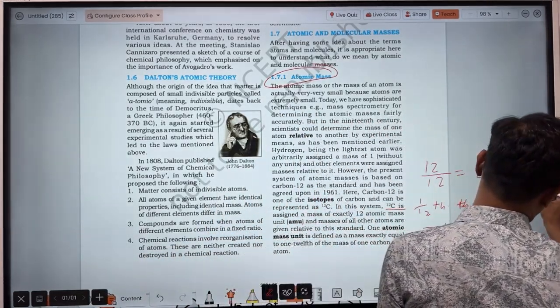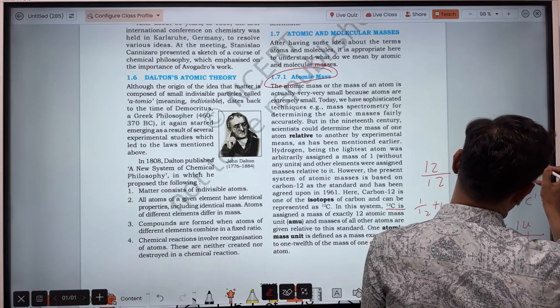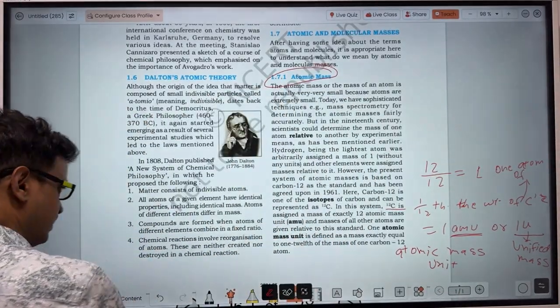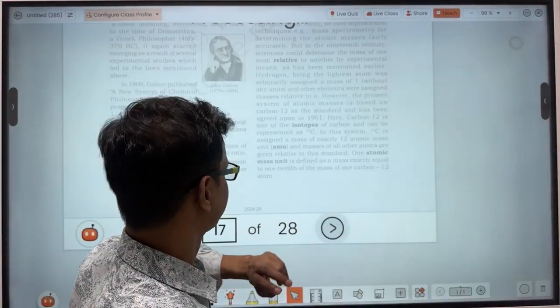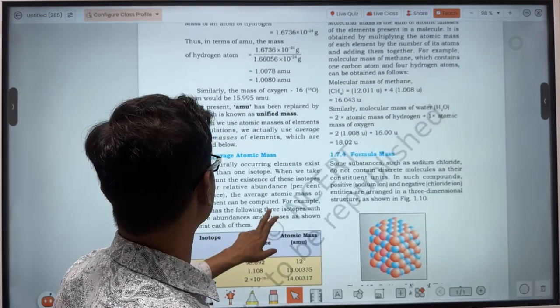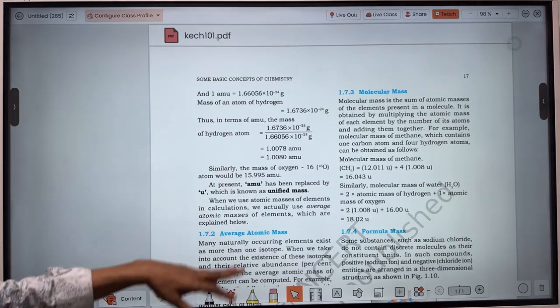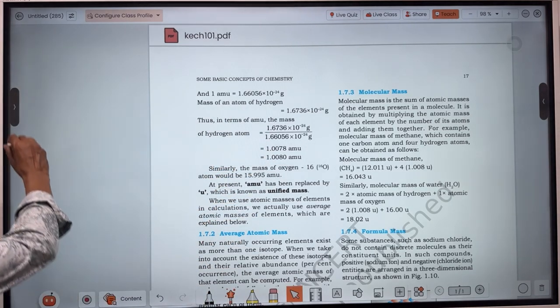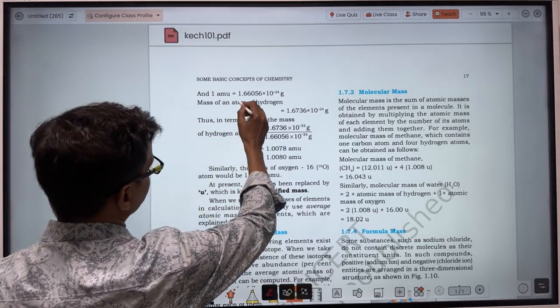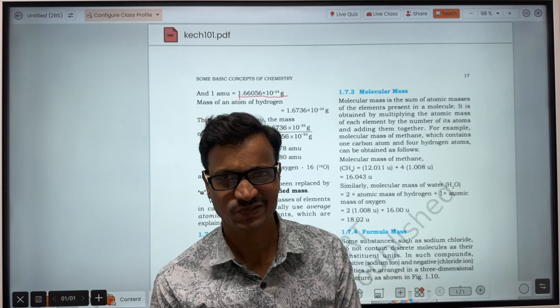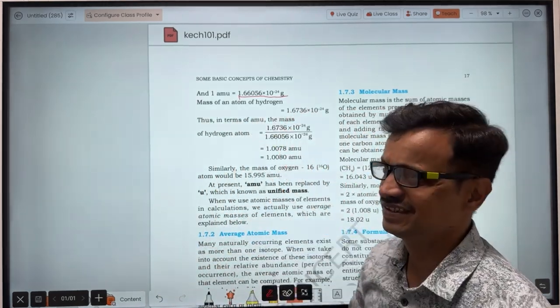1/12 the weight of one atom of carbon 12 is taken as 1 AMU or 1 U. It is simple, and questions are not asked from the concept, they are asked in the form of numericals. 1 AMU is this much, and it has been observed that 1 AMU is 1 point something gram. Any problem, guys? Do you want to know how to calculate it, how it comes?